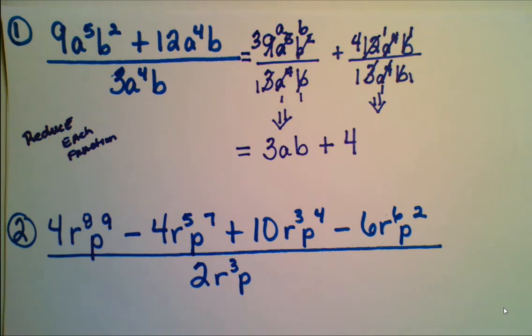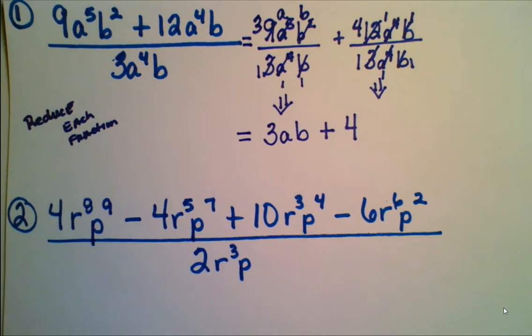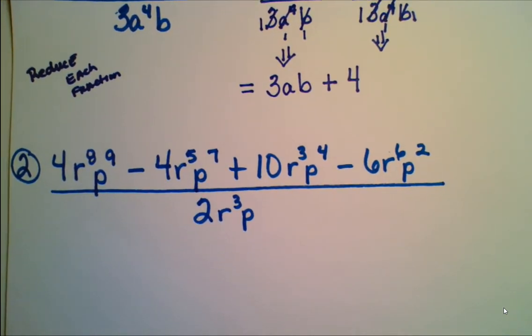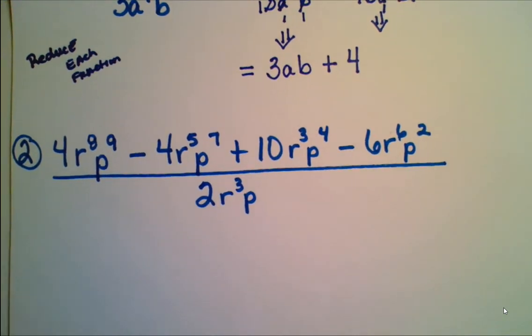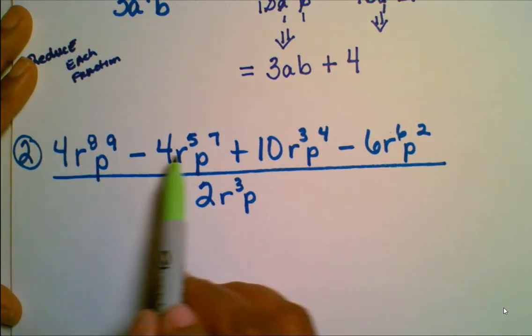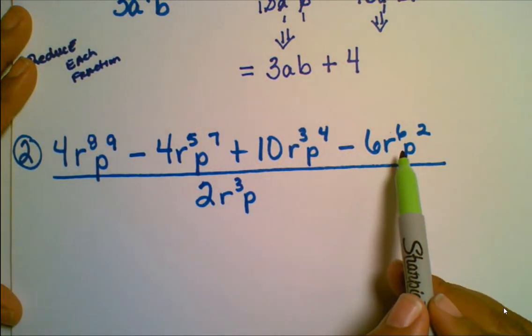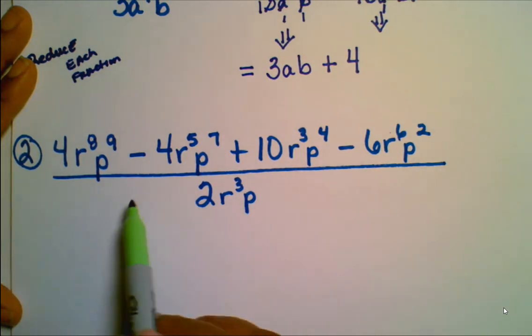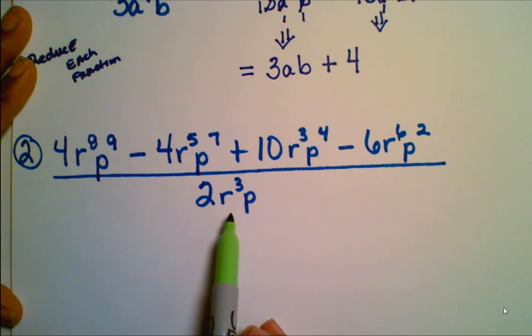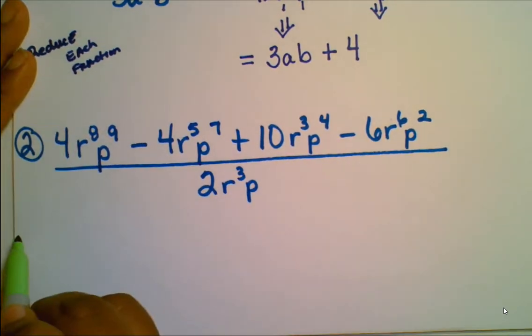Okay, let's do number 2. We have 4r to the 8th, p to the ninth, minus 4r to the 5th, p to the 7th, plus 10r cubed, p to the 4th, minus 6r to the 6th, p squared, all over 2r cubed, p. So we have 4 terms in the numerator, that's our dividend. So that means we're going to write 4 separate fractions where we're dividing by this monomial. So here we go.